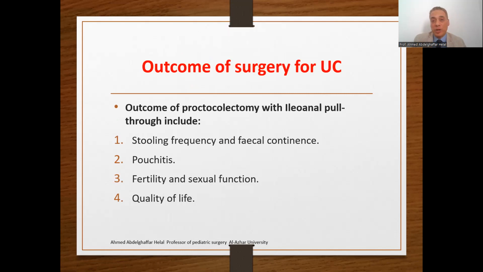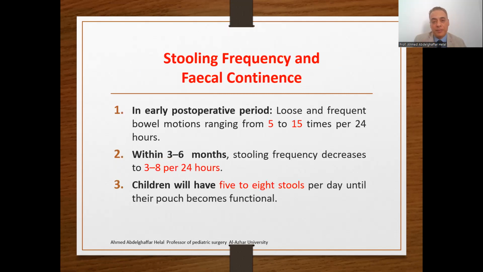The outcome of the surgery for ulcerative colitis is very important, especially for the patient and families. These four items are very important: stool frequency and fecal continence, pouchitis, fertility and sexual function, and quality of life. Stool frequency and fecal continence: in the early post-operative period, the bowel motion will be from 5 to 15 times within 3 to 6 months. The frequency decreases to 3 to 8 per 24 hours.